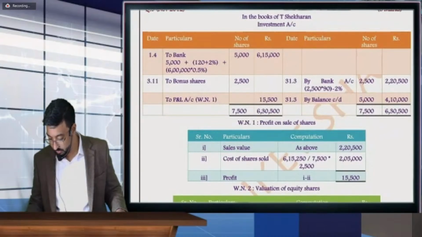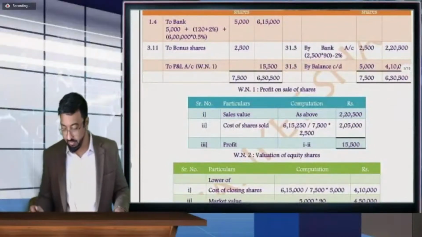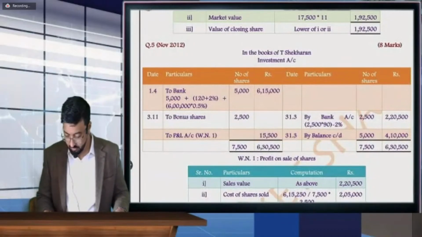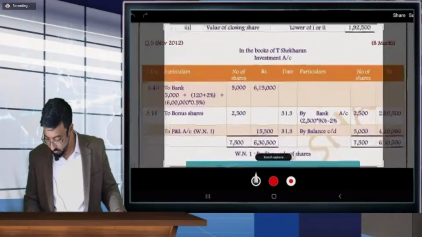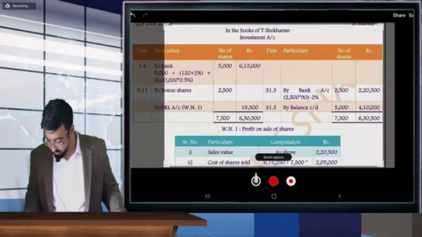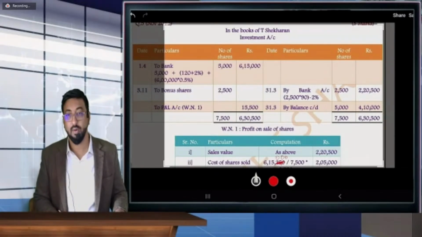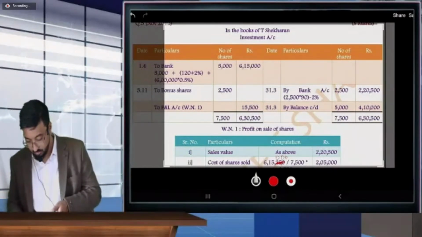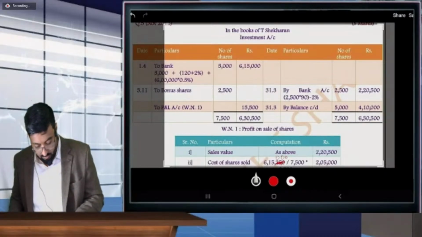6,15,000 divided by... इस वर्किंग नोट में थोड़ा सा गलत हुआ है. 6,15,000 is not 250, it's 6,15,000 divided by 7,500. लैपटॉप को क्या हो गया यार.